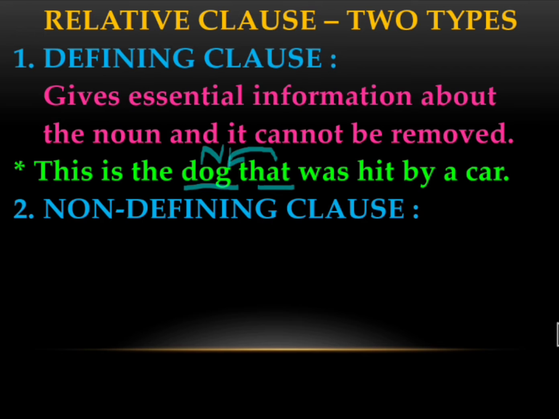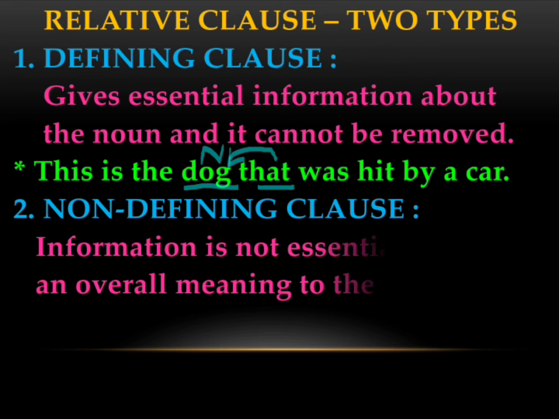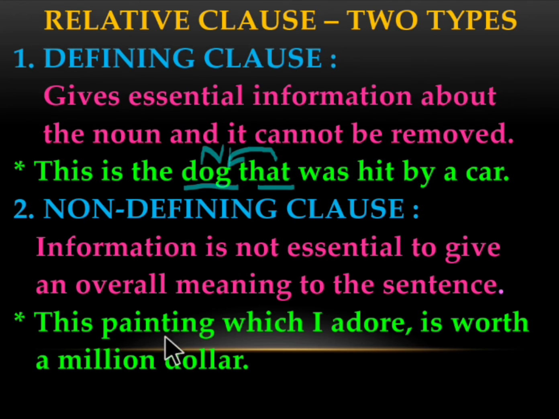Now let us check what a non-defining clause is. In a non-defining clause, the information is not essential to give an overall meaning to the sentence. Let us check this with an example. This painting, which I adore, is worth $1 million. Here, this painting is the noun. This which is the relative pronoun because this describes the painting, which is the noun.